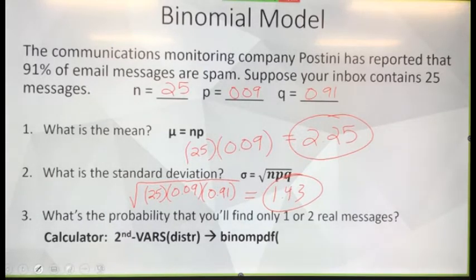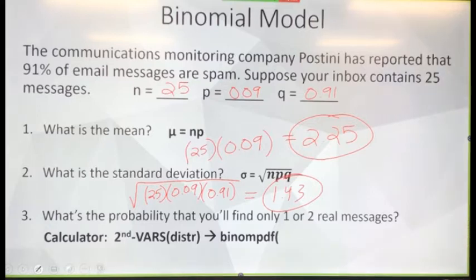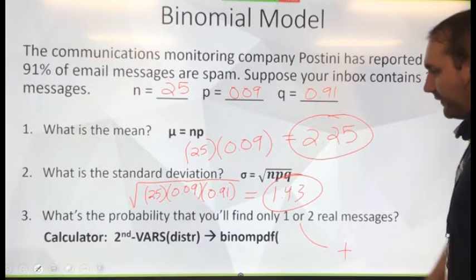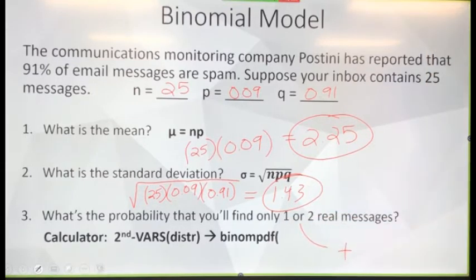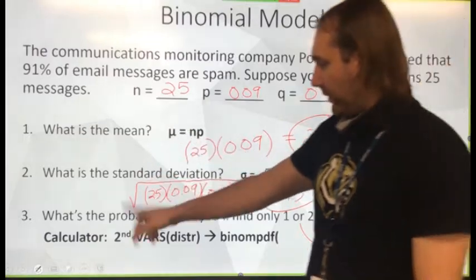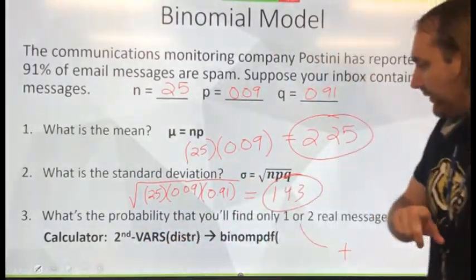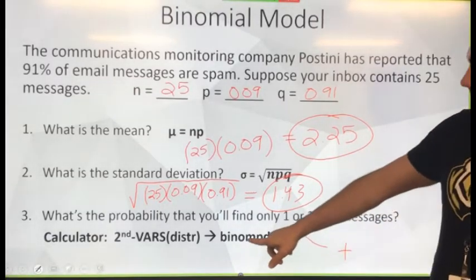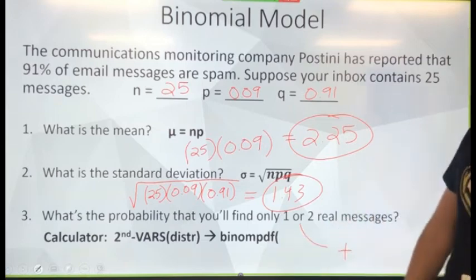All right. Next, what is the probability that you'll find only 1 or 2 real messages? First, let's look at OR. Can you remember OR? Do I multiply or add? Add. Very good. So OR is an add. So first I need to find out my 1. Then I'm going to add that to my 2. So here's our calculator. We're once again going to go to second vars, so distribution, but instead of going to geometric, look, we have binomial. And I'm going to go to binomial PDF.